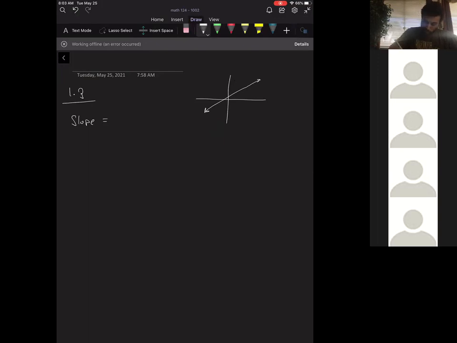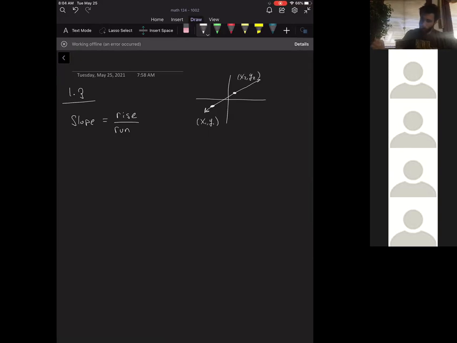There's a couple of ways we think about it. The first is in terms of words: it's rise over run. What this means is how much does the graph go up and down, the rise, versus how much does it go left and right, the run. In terms of math, let's put 2 points on here. This will be x1, y1. This one's going to be x2, y2.